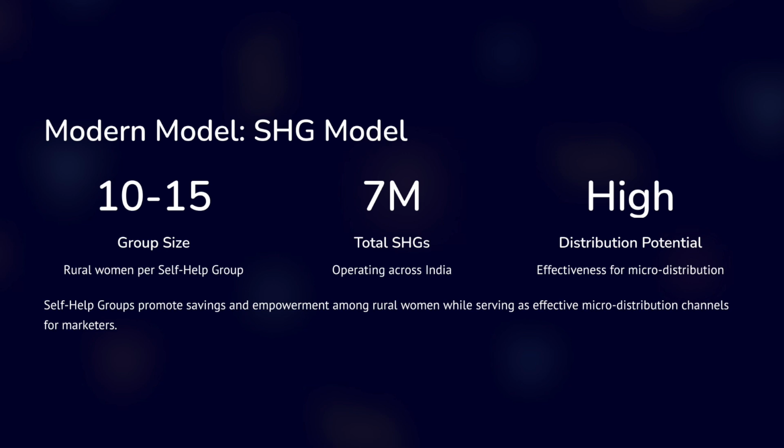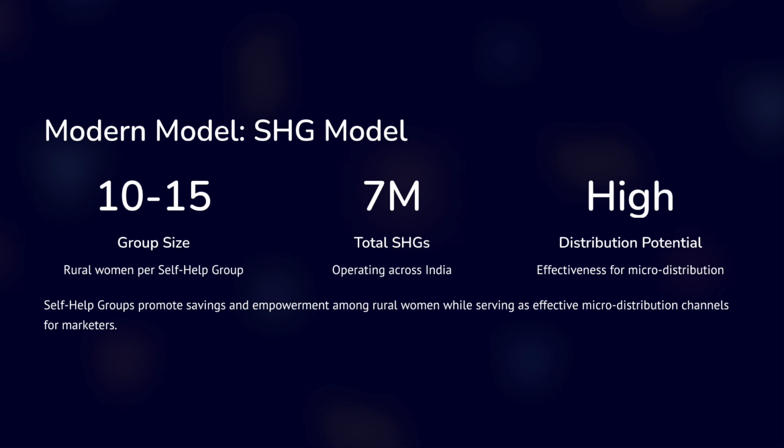A SHG is a small group of 10 to 15 women, usually formed with help from government or NGOs. These groups focus on saving money together, building confidence and starting small businesses using loans from rural banks, etc.